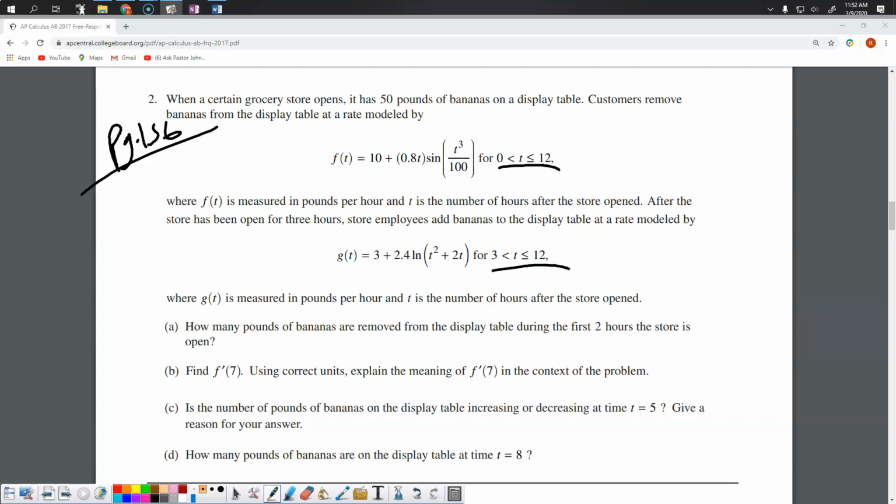When a certain grocery store opens, it has 50 pounds of bananas. That sounds like a starting amount to me.